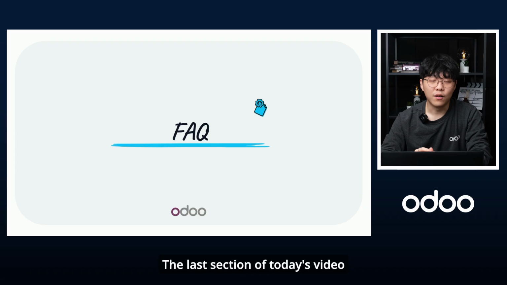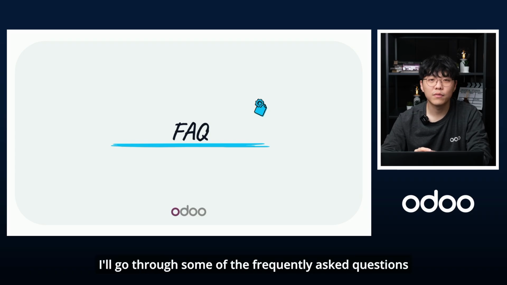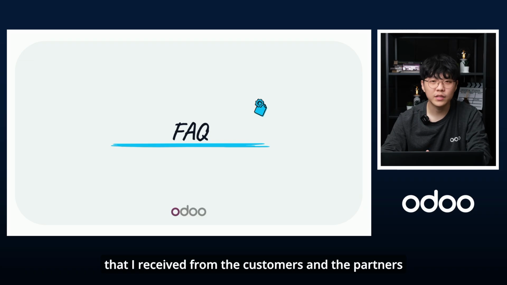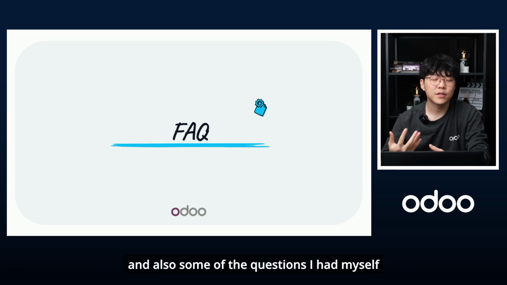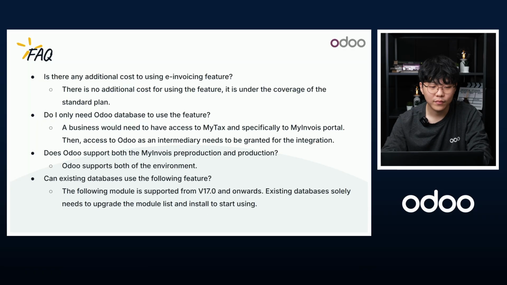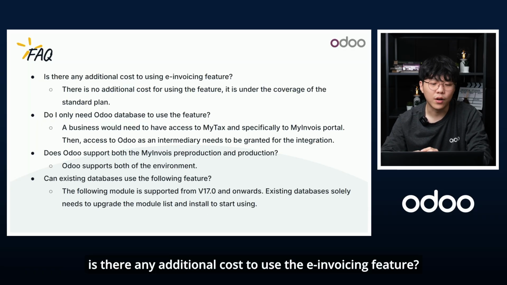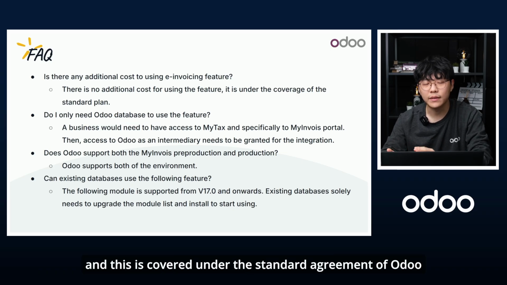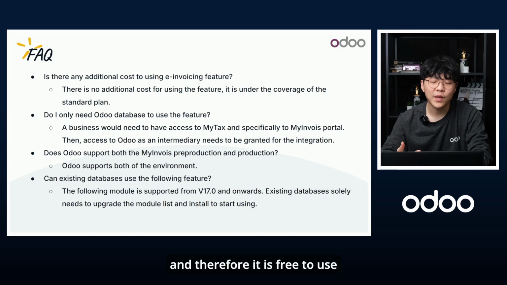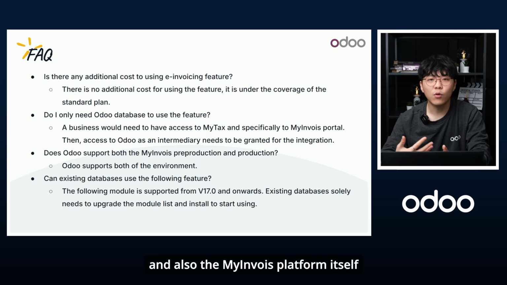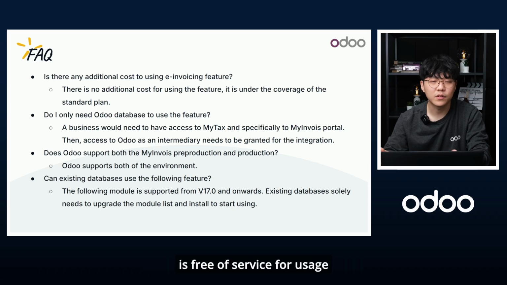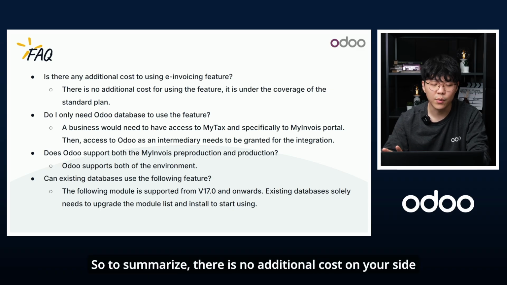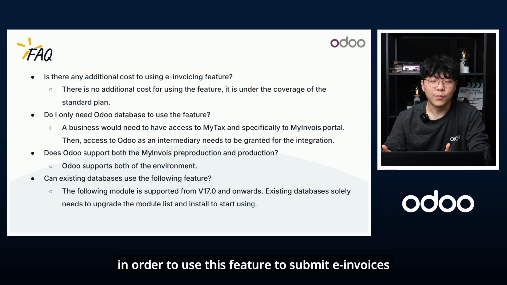As a last section of today's video, I'll go through some of the frequently asked questions that I received from the customers and the partners, and also some of the questions I had myself when I was working on this feature. To start off with, is there any additional cost to use the e-invoicing feature? There is no additional cost in order to use this feature, and this is covered under the standard agreement and standard plan of Odoo, and therefore it is free to use. And also the MyInvois platform itself is free of service for usage. So to summarize, there's no additional cost on your side in order to use this feature to submit e-invoices.